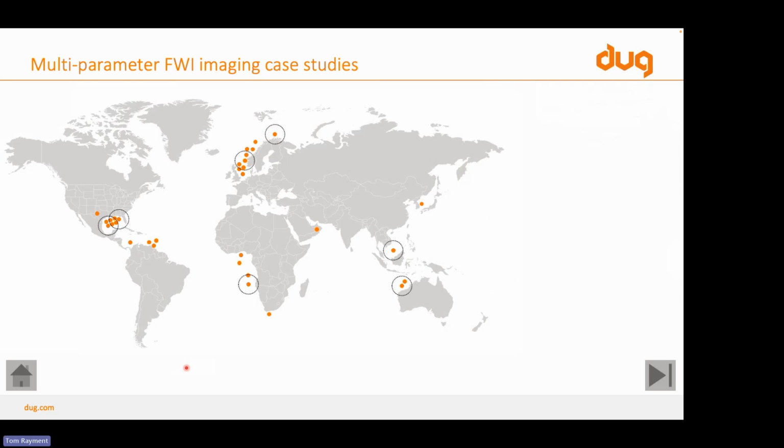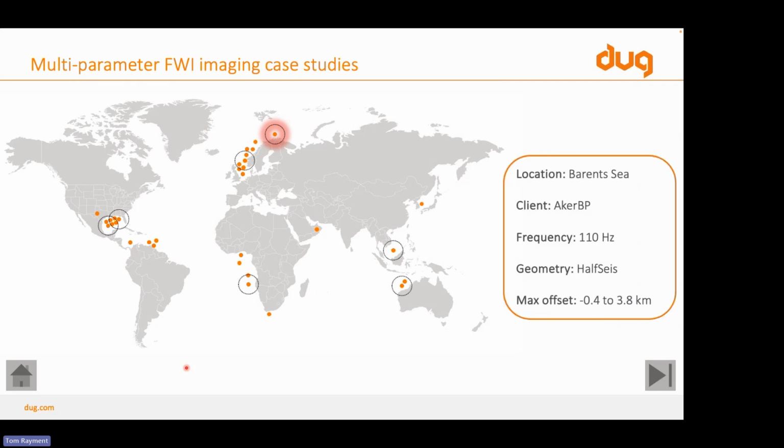All right, let's move on to some other examples from different parts of the world. First of all, we'll have a look at an example from the Barents Sea. This was shallow water imaging for Aker BP using a half-size geometry, a very near-surface imaging. And for this example, we went even higher to 110 hertz to try and capture resolution in the very shallow.